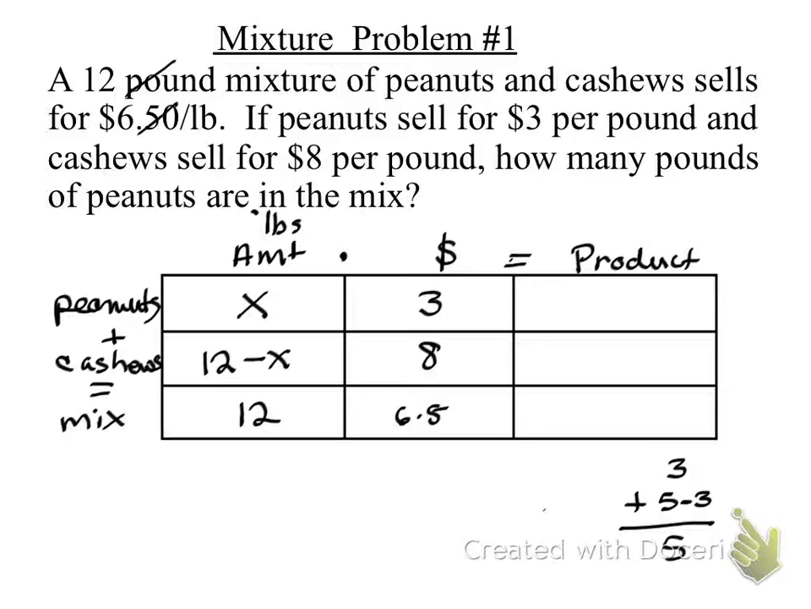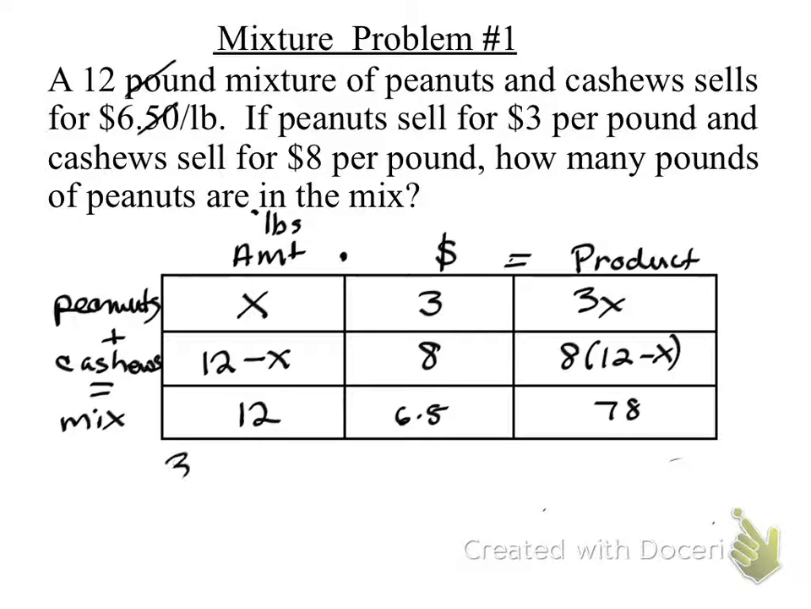Right? Okay, now we multiply across and see what we get. We're going to get 3x over here. And over here, I'm going to get 8 times 12 minus x. And then we will get 12 times 6.5 is 78. I don't mind if you use a calculator tonight. In fact, if you have a calculator on you, you're welcome to pull it out and use it. All right, so now, what's my equation, Mike? 3x plus 8 times 12 minus x in parentheses equals 78. Perfect.